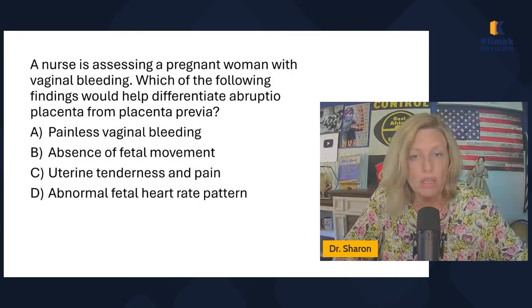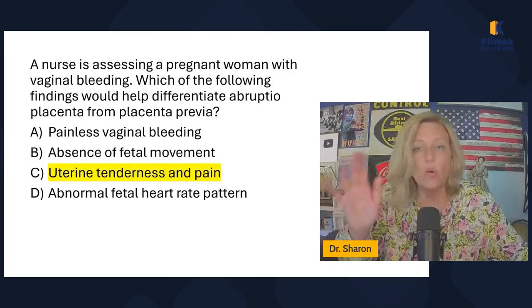A is absolutely wrong. B, they both could have. D, they both could have. C is only abruptio placenta.